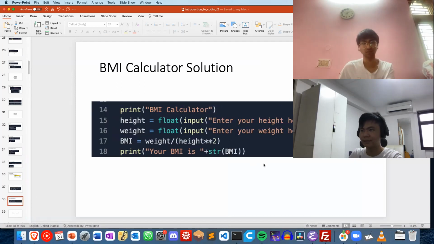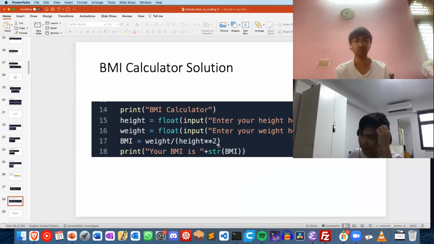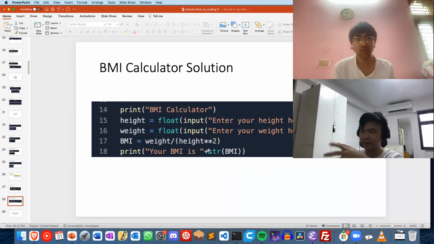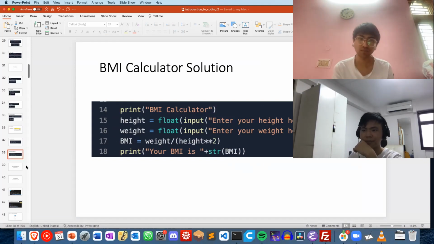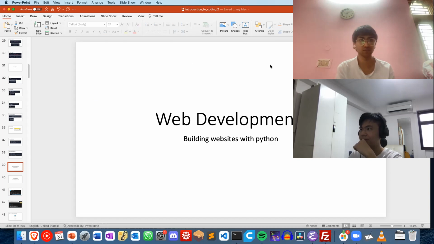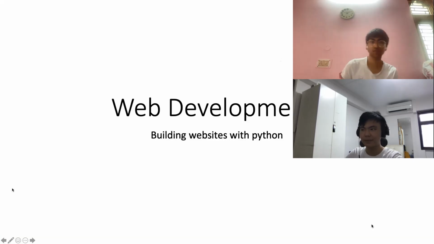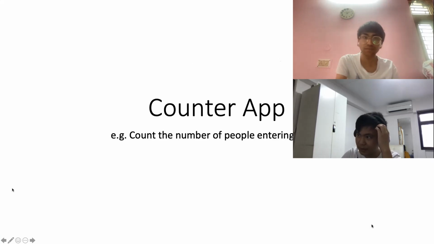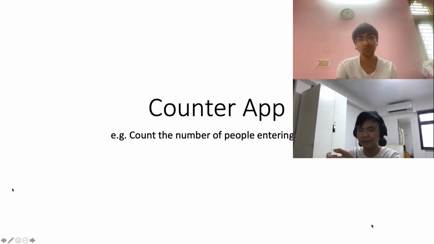Then the next exercise was a BMI calculator, which is basically similar to the previous example. Okay, so today we'll be starting off with some web development. We'll apply the knowledge of variables we have to create a website. Today we'll be building a counter app, like those people in the mall use, where when you walk in, they press this button to increase the number. We'll be building that on a website today.